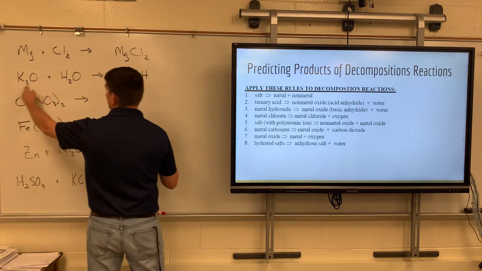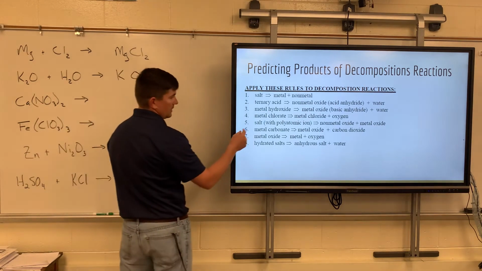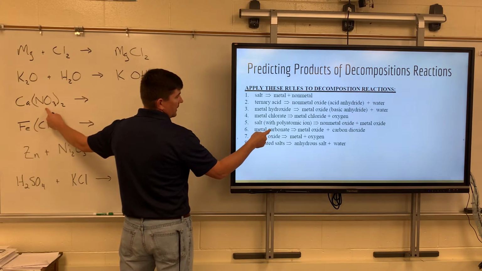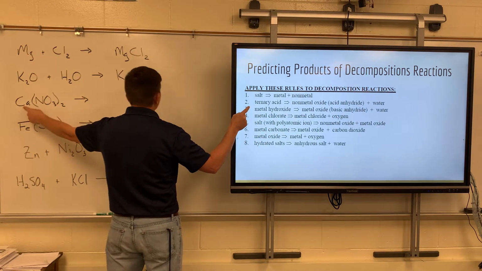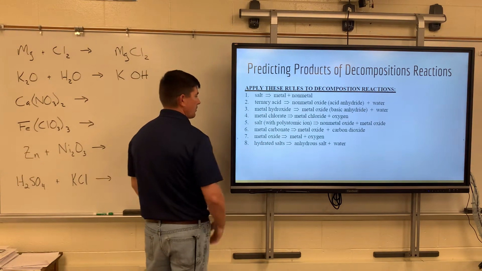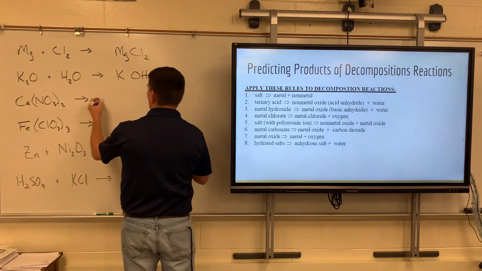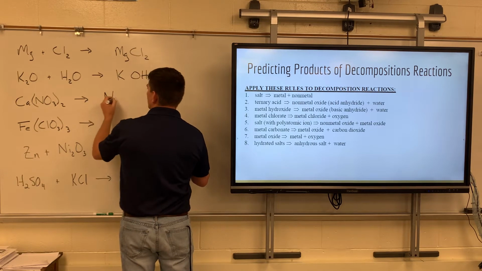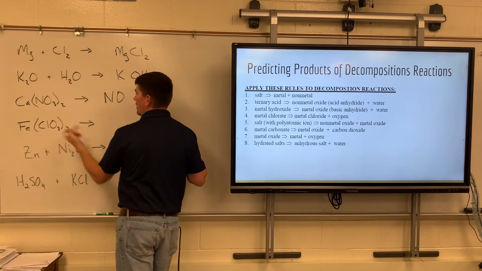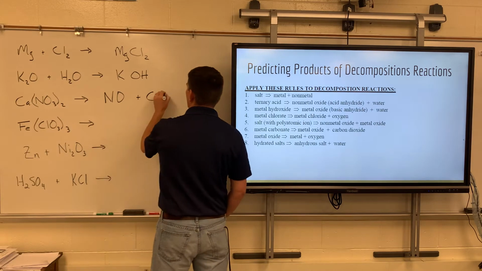So this guy, this is a metal, this is a polyatomic, right? So it's going to be one of the ones with polyatomics. It's not chlorate, it's not carbonate, it's not an acid because we don't have hydrogen up front here. We have a metal, it's not a hydroxide. So we're left with number 5, just to rule it out, right? So we know we're going to make a non-metal oxide and a metal oxide. Like I said, the non-metal oxide is going to be made with the stuff that's in the polyatomic, right? N and O. And then the metal oxide, obviously your metal is calcium, and then you have your oxygen.